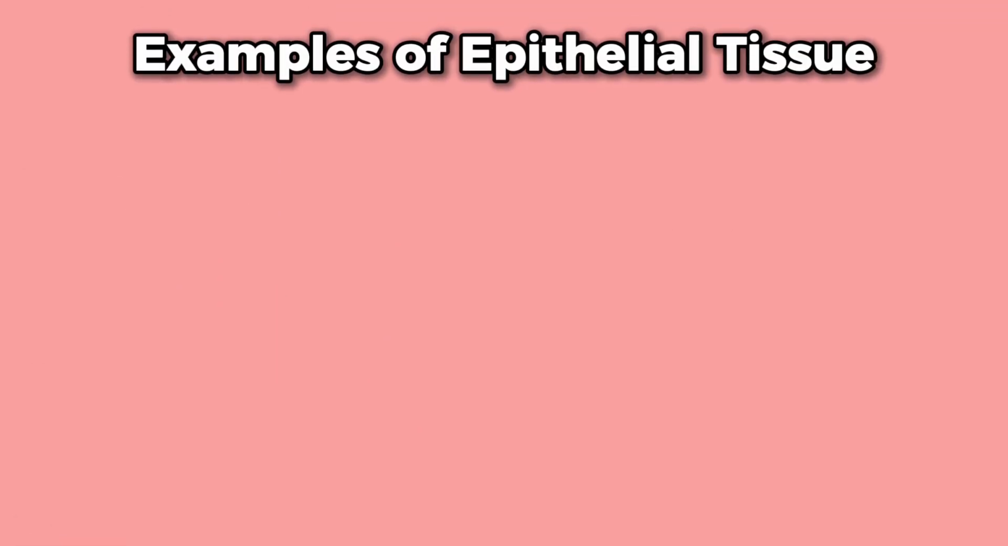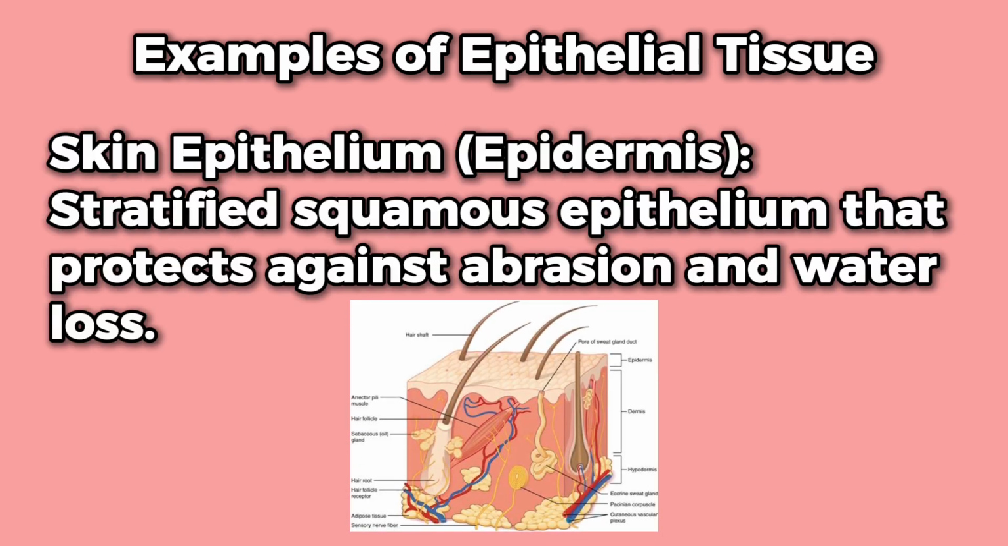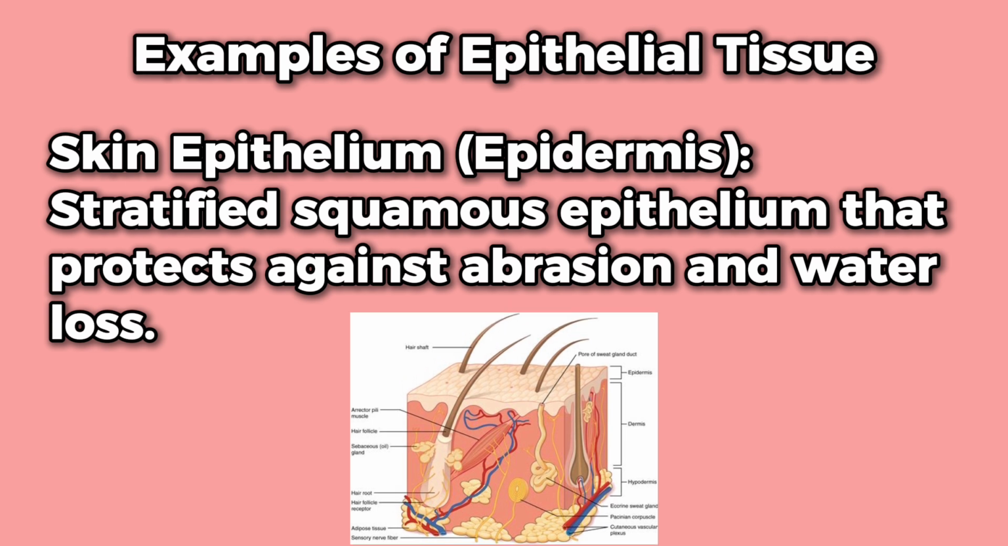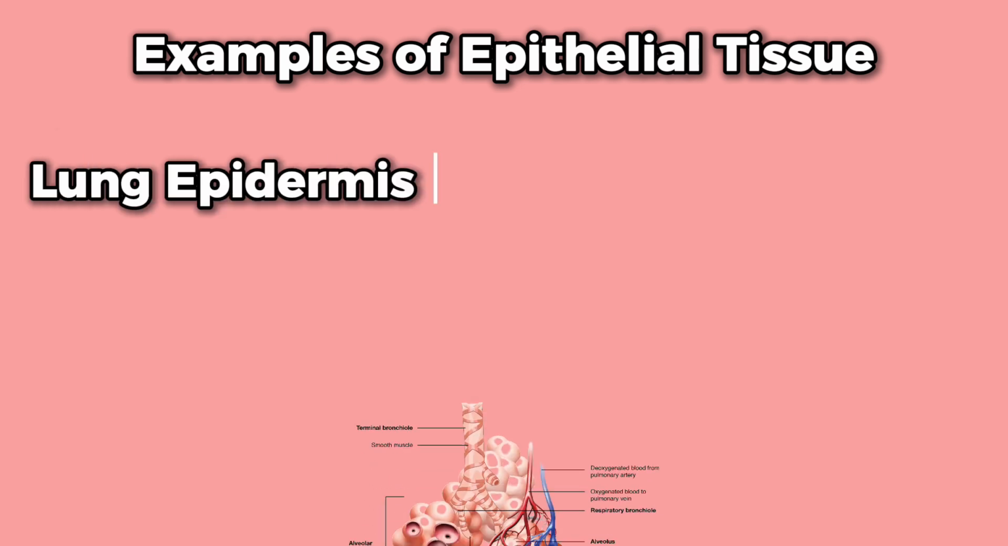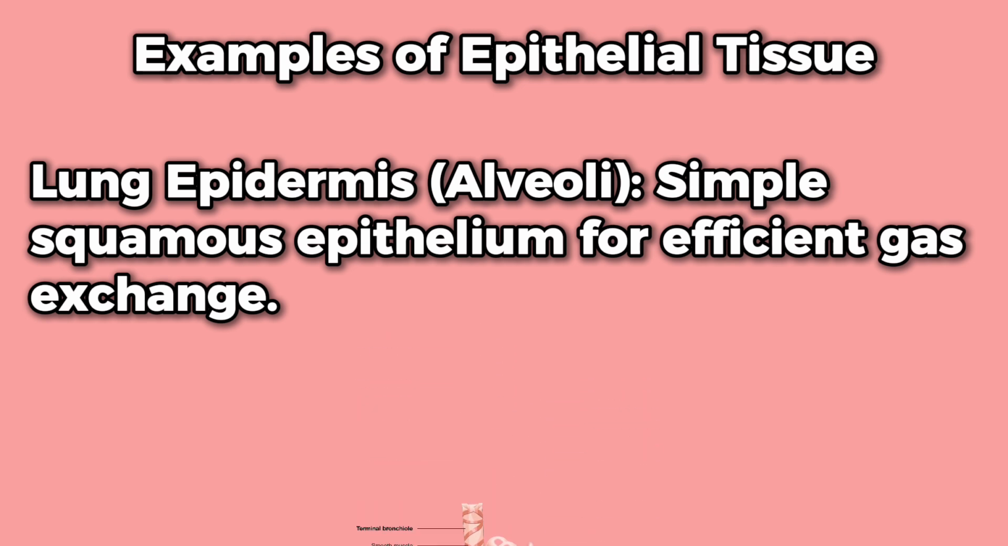Examples of epithelial tissue in the body. 1. Skin or epidermis. This is a stratified squamous epithelium that protects against abrasion and water loss. 2. The lungs or alveoli. Simple squamous epithelium for efficient gas exchange.